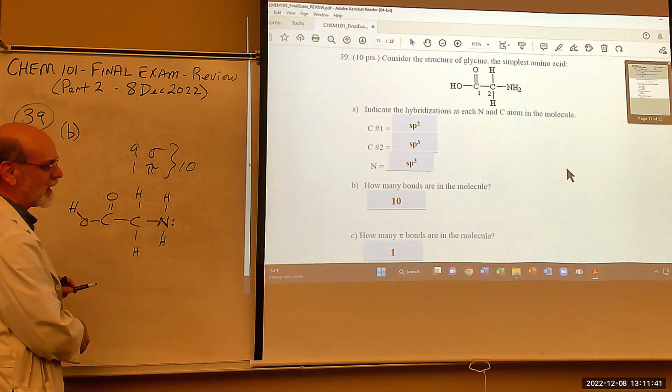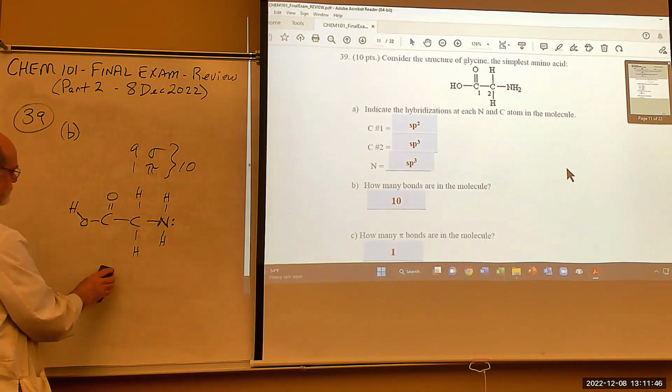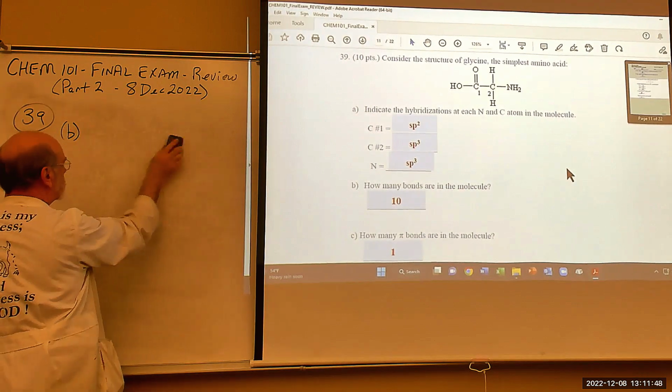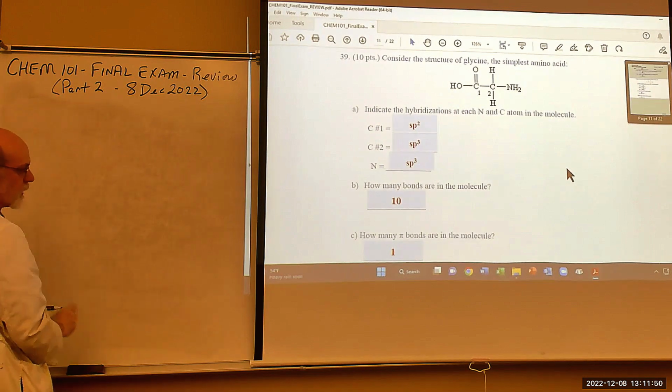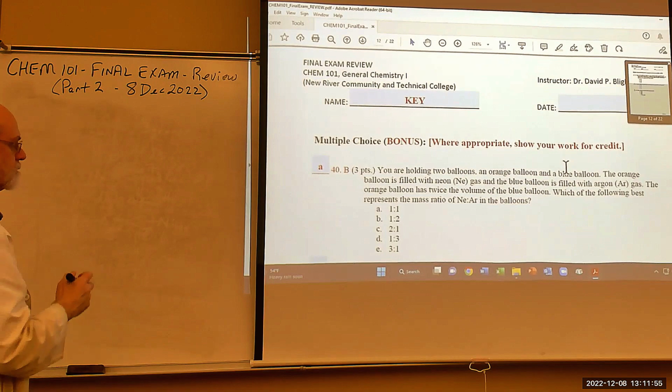And how many pi bonds are in the molecule? Well, we counted them up. There's 1 pi bond. That was 39. 40. Okay.